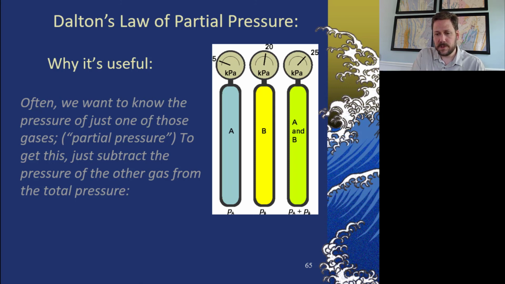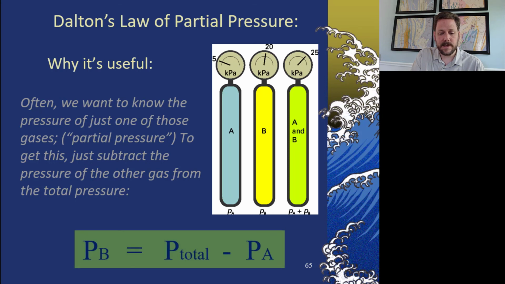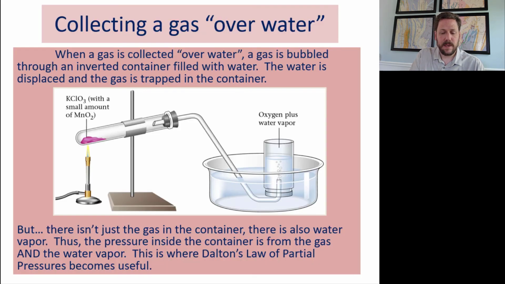This comes up most often when we're collecting gases in a lab over water. The collection of a gas over water is a common way of trapping a gas inside a container. And this experimental procedure shows you how that looks. In this case, we're heating potassium chlorate with a little bit of manganese dioxide as a catalyst, and oxygen is produced. We're collecting that oxygen over water.